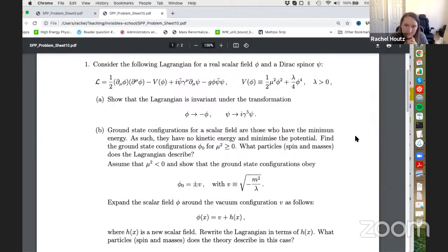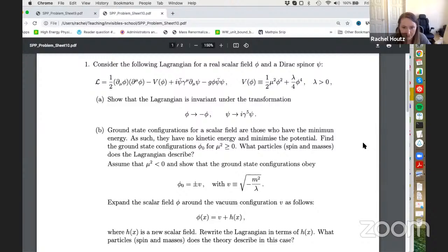So it says find the ground state configuration of this field phi in the case that this prefactor inside the potential, mu squared, is greater than 0. And what particles, spin, and masses does the Lagrangian describe? So that's the first part.